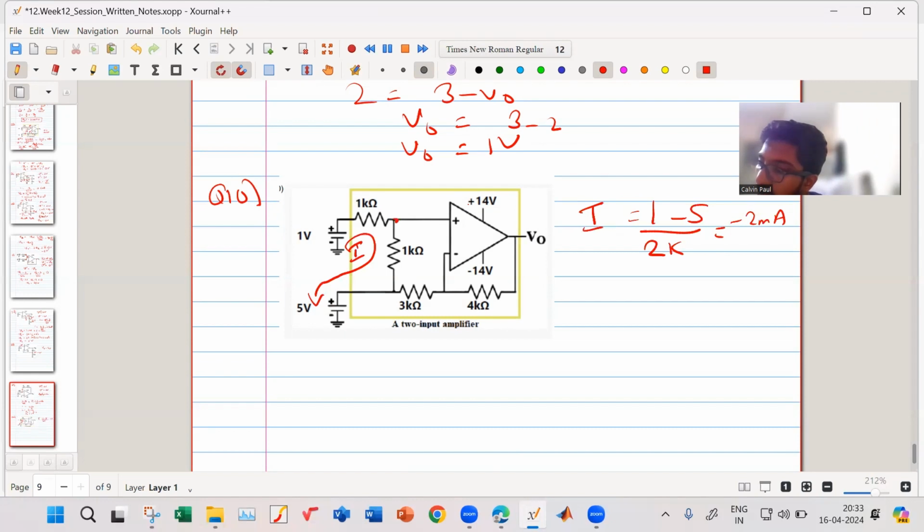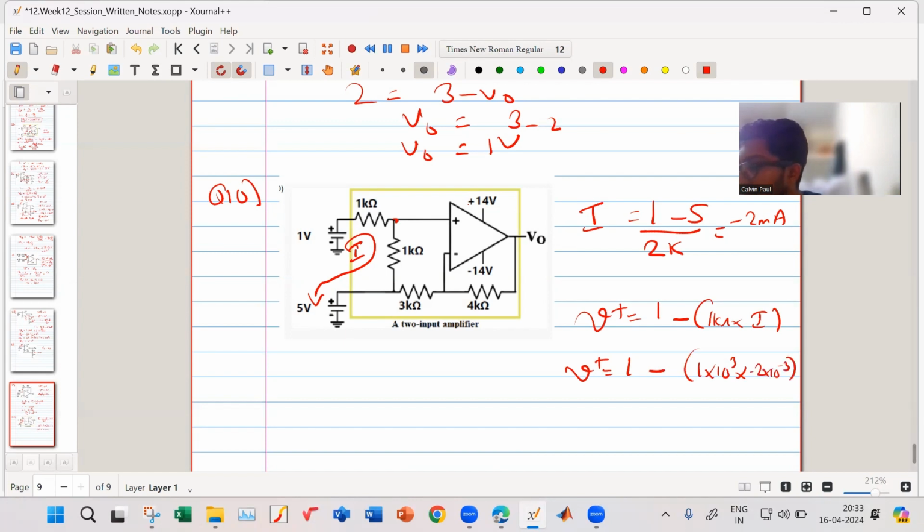1 minus 2 minus 1. V plus 1 minus... So 2 is 1 milliampere into kilo ohm into I, right? So it is 1 minus 1 into 10 to the power 3 into minus 2 into 10 to the power minus 3. So it is plus 1, 1 minus 1 plus 2. So it is 3 volts. So your V plus is 3 volts.